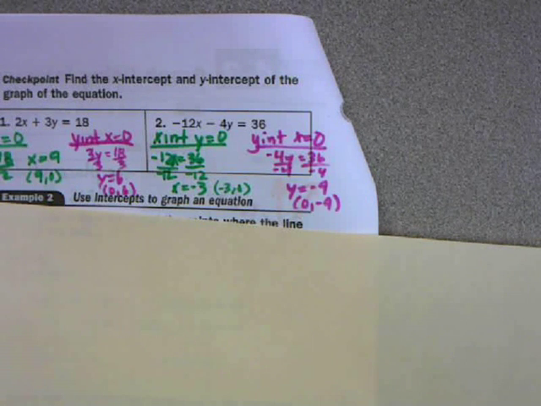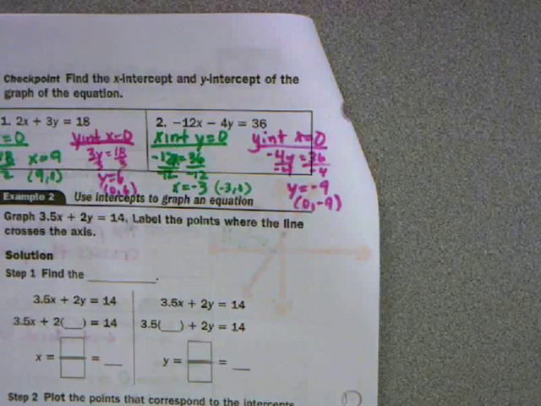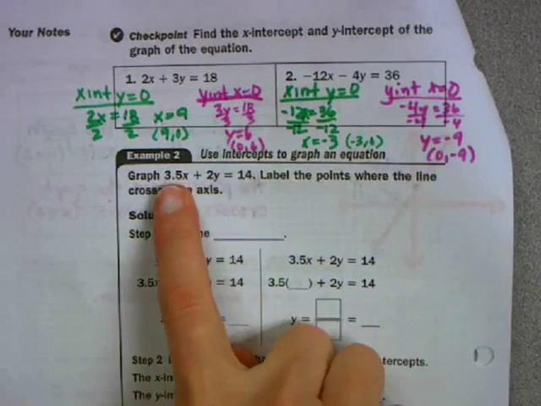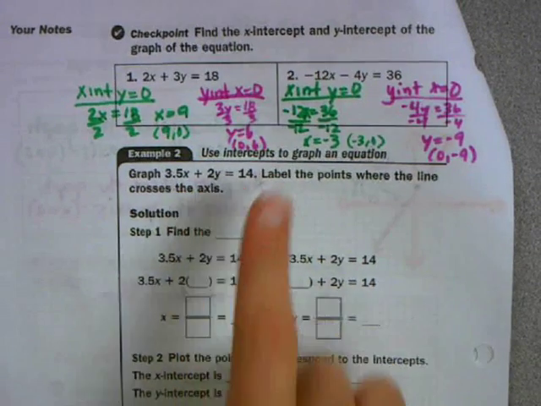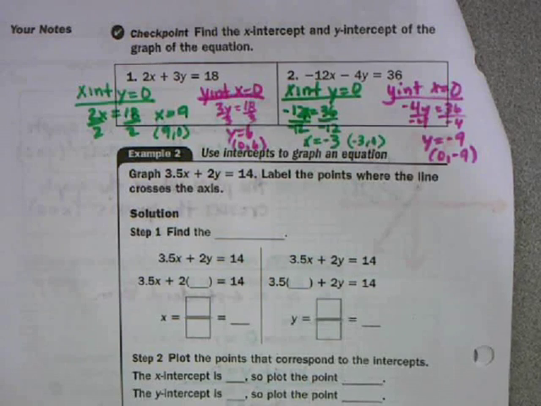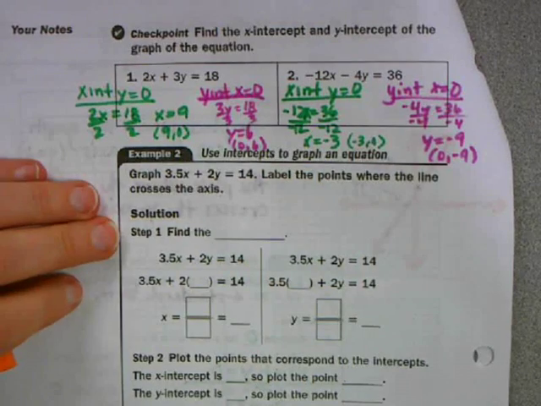All right, so once we find the intercepts, we can just plot them on the graph, and now we don't have to change to slope-intercept form. This is kind of the beauty of graphing using intercepts. So they give us an equation in standard form, and we're going to find the intercepts to help us graph. So, kind of filling in my solution here.